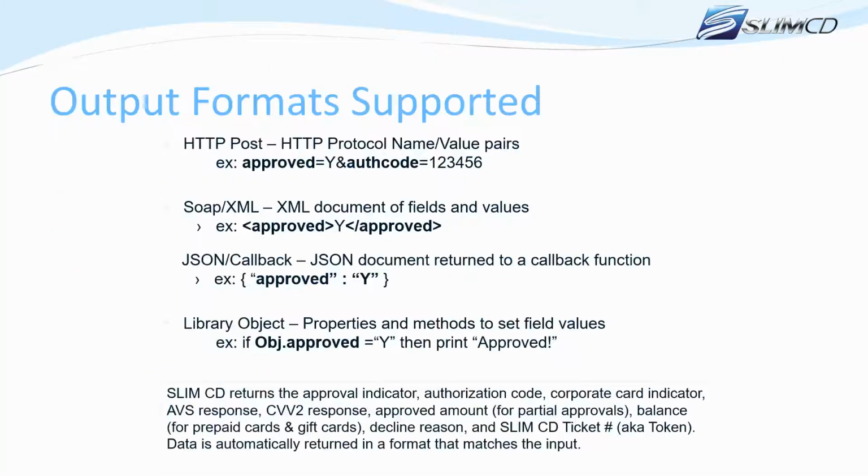I'm going to go back to that for a minute. There's also AVS responses for address verification, CVV2 responses for the last 3 digits on the back of the card. If you're supporting partial approvals, which means you ask for $100 but only 80 is available, so it tells you approve but only for 80, then you get back the partial approval amount that was actually approved. That's very popular for prepaid cards and gift cards. If the transaction is declined, you get the decline reason, and of course you'll get the token that I've been mentioning.